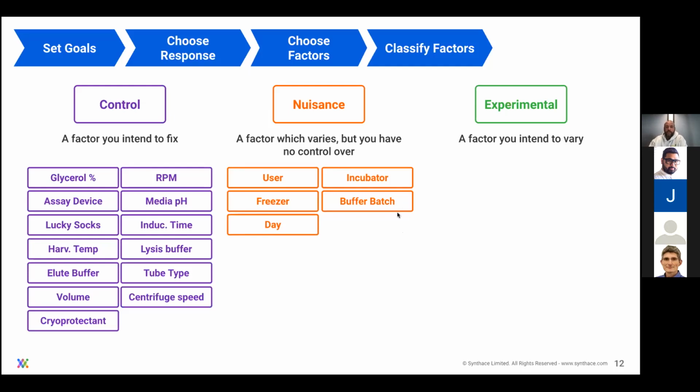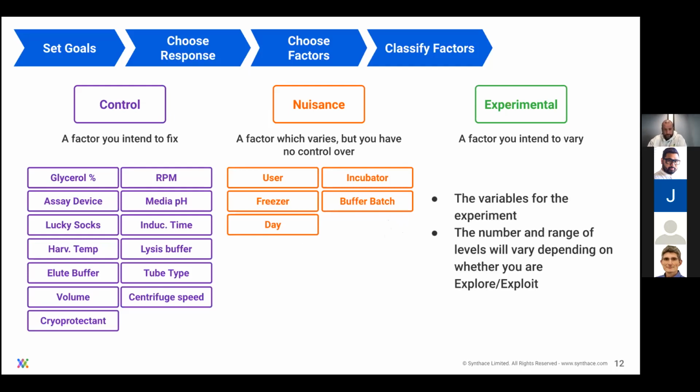So here are the nuisance factors assigned from our list of factors, and we will talk about blocking and randomization in more depth later. And finally, the experimental factors that are varied systematically using the DOE methodology. These factors must be controllable.